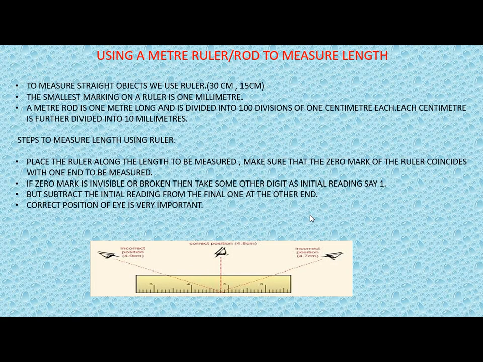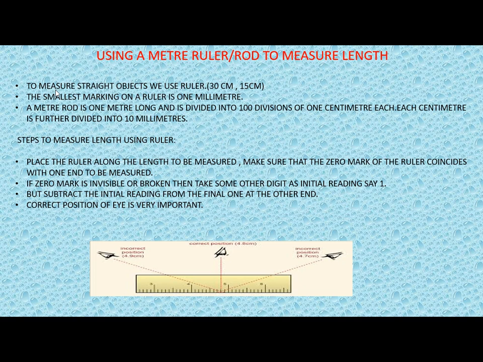So our first topic is using a meter ruler or rod to measure length. All of you must have seen a ruler at home or a meter rod. These are longer than the scale which we use in our home. So here are some features of this meter ruler or rod. To measure straight objects we use a ruler. So if we want to measure the length of a straight object, then only we can use a ruler.